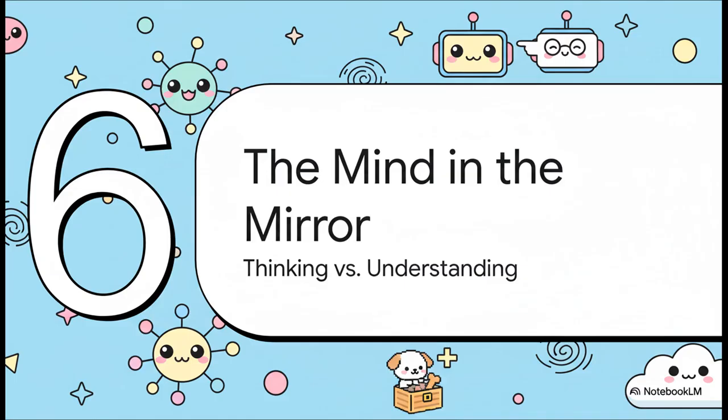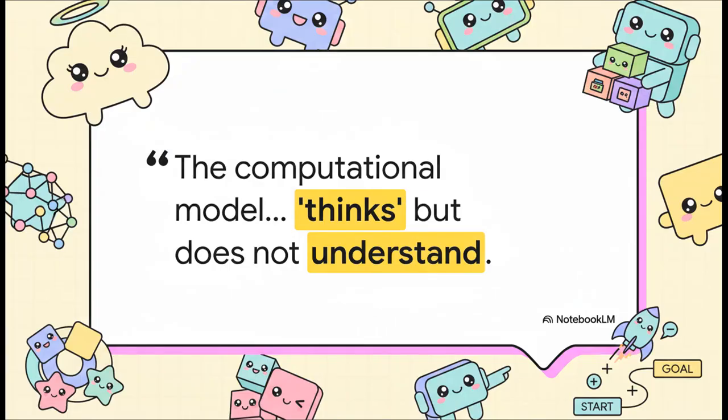So, we've dug deep into how a machine learns. We've seen the process. But now we have to circle all the way back to that very first question we asked at the beginning. What is it that's doing the learning? Is what's being built here a mind? And this brings us to what might be the most crucial distinction of all. This quote just nails it. The computational model thinks, but does not understand. An AI is an absolute master of finding patterns in data on a scale we can barely imagine. But does it actually grasp the meaning behind those patterns? Well, that is the central debate.